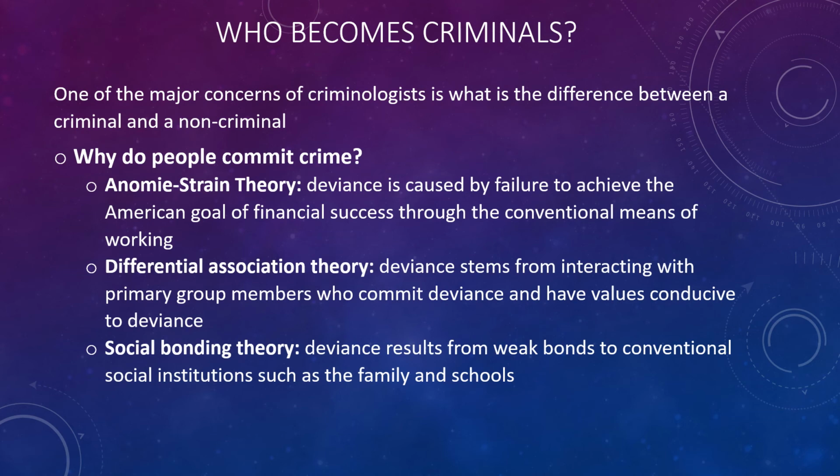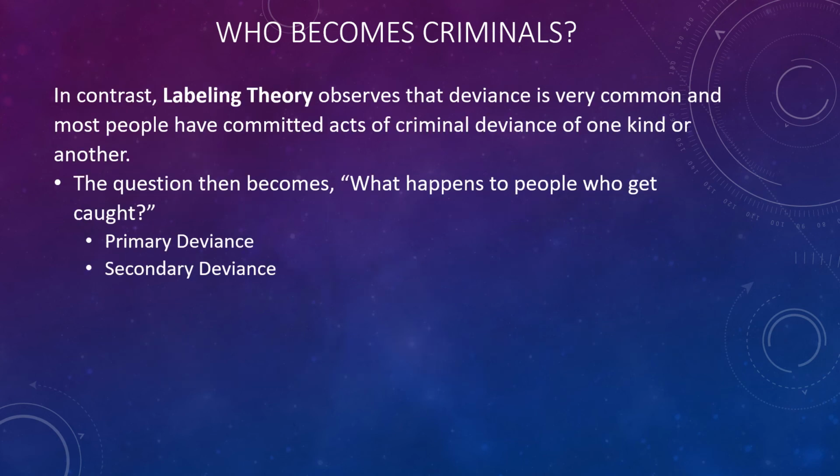And then we have social bonding theory, which states that deviance results from weak bonds to conventional institutions such as family and schools, effectively saying if our connections with other human beings aren't that strong, then we will have a greater tendency to actually commit crime because those relationships won't matter as much and we will be more willing to harm society as a whole.